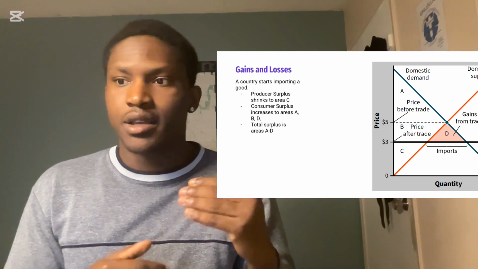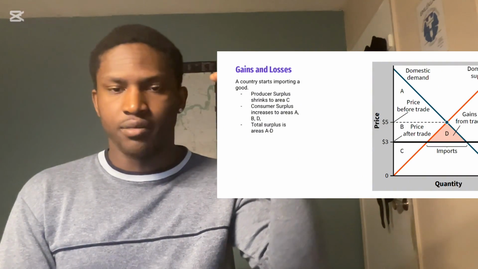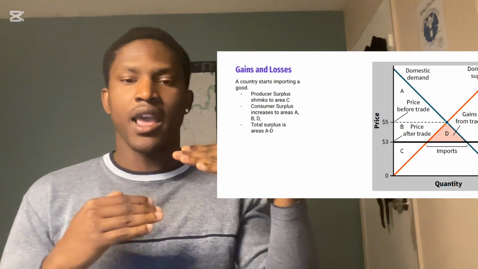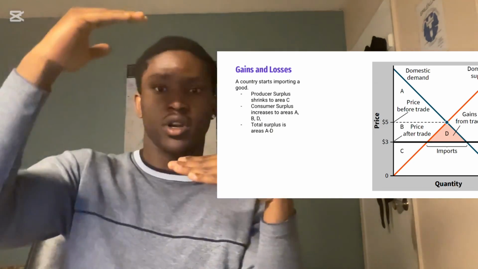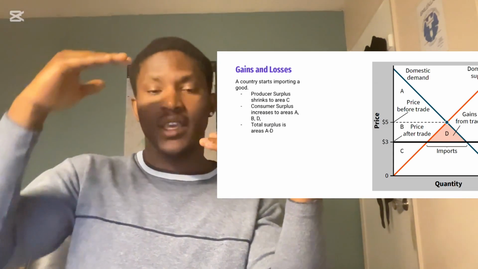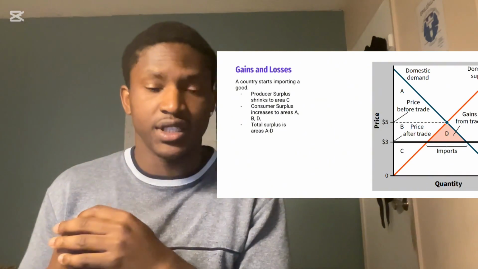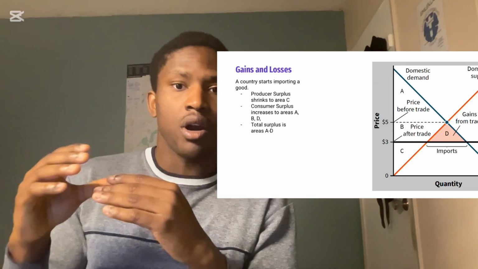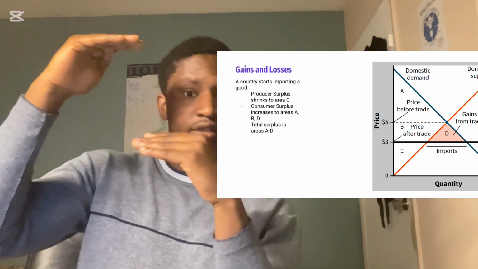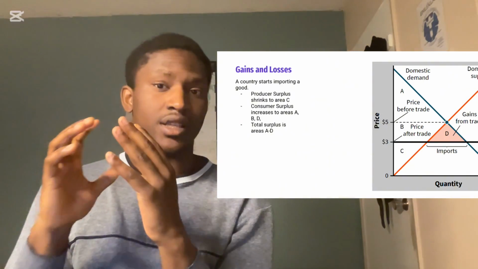So basically, producer surplus is when sellers have a price for a product and people pay more than that price. People would be willing to pay more for that price than what the sellers would sell it for. That is producer surplus. Now, consumer surplus is when people are willing to pay more, but they don't have to pay as much because the price is less. That difference is consumer surplus.